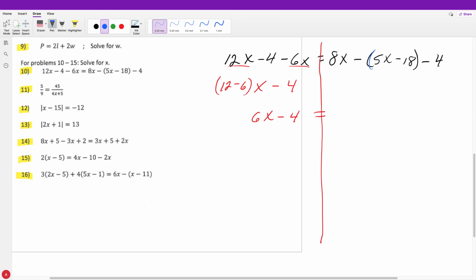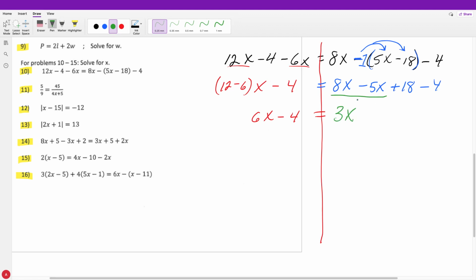For this one, I see I have this parentheses, and it's minus. So that means I'm multiplying negative 1 into both of these terms. So now it's going to be equal to 8x. Well, negative 1 times 5x is minus 5x. And negative 1 times negative 18 is a positive 18. So now, once again, I'm going to go ahead and combine my like terms. So 8x minus 5x is 3x.